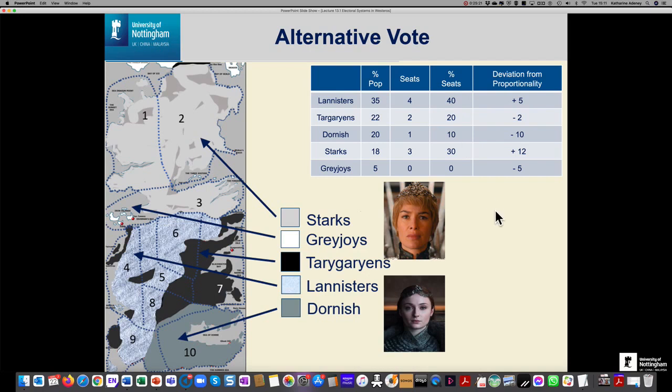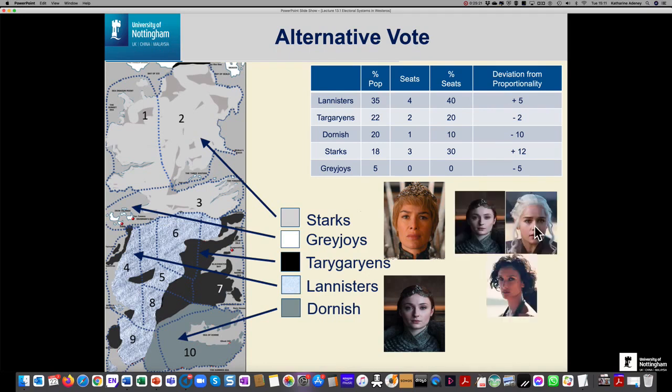So an anti-Lannister alliance would much more likely have the Targaryens, the Starks and the Dornish coming together. And that's much more likely because we've already seen the Dornish and the Targaryens having an alliance in constituency 8. And because the Targaryens were talking about the need to preserve cultural autonomy and cultural rights, we know that that's a key demand for the Starks. So the Starks will be quite happy to join that coalition.